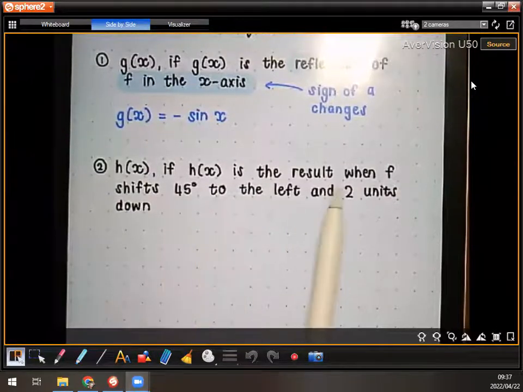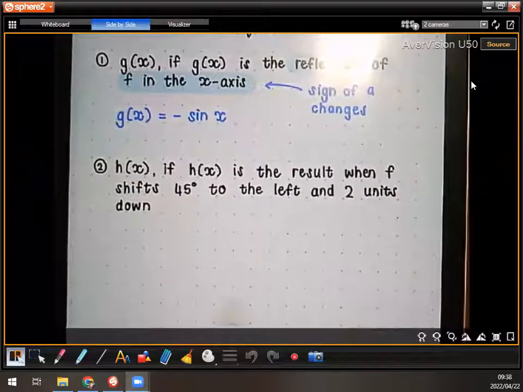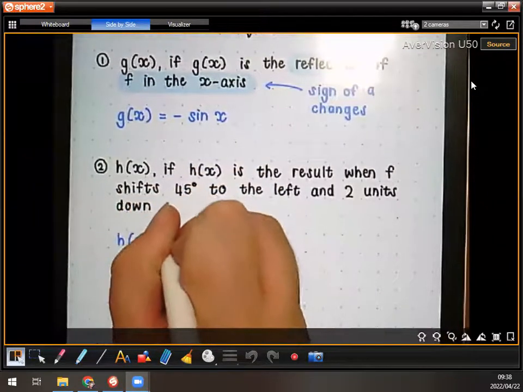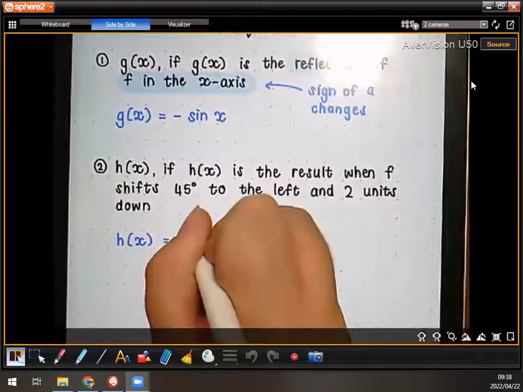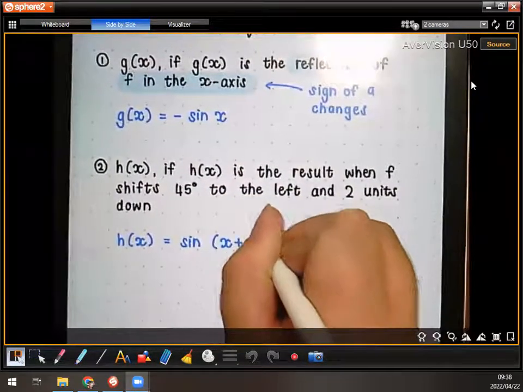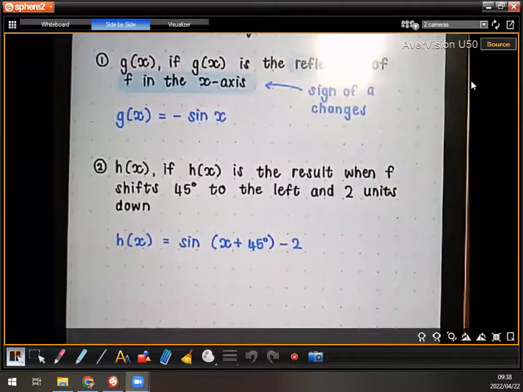And then it's also shifting 2 units down. How do I show that in the equation? A minus 2. All right, so h of x is going to be sine of x plus 45 degrees, minus 2. Make sure that you close that bracket after the 45 degrees.